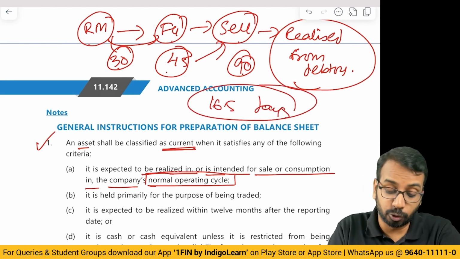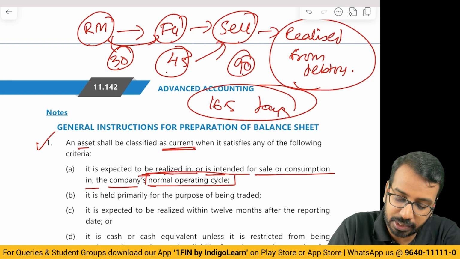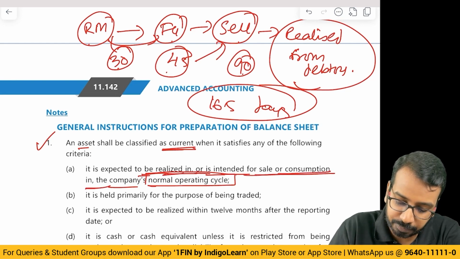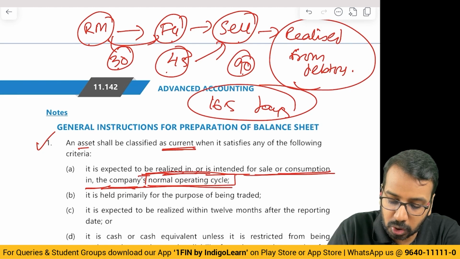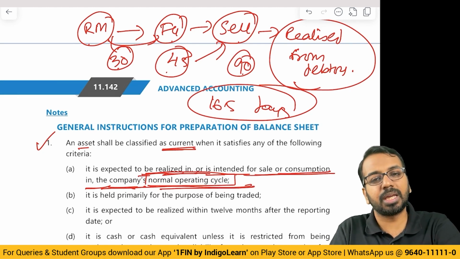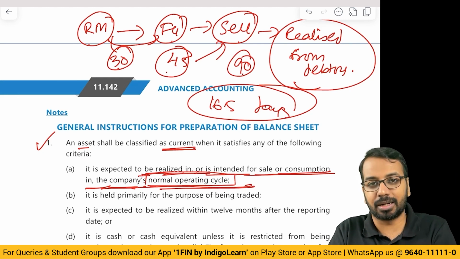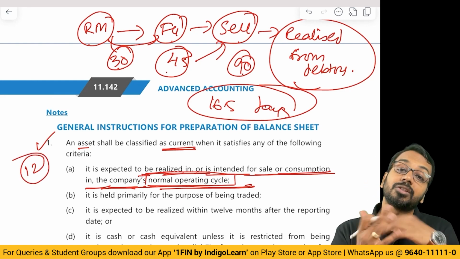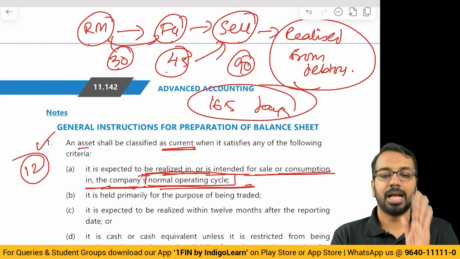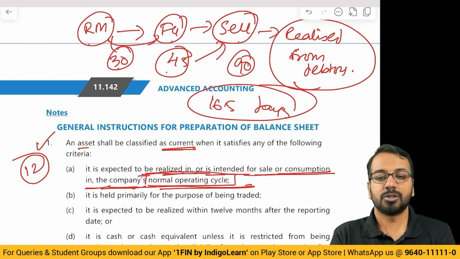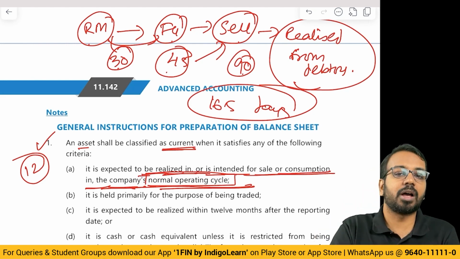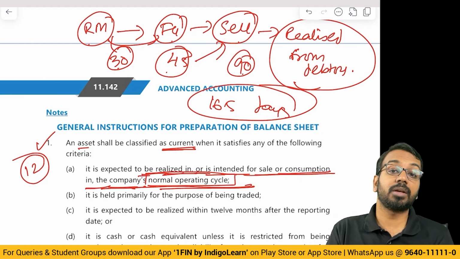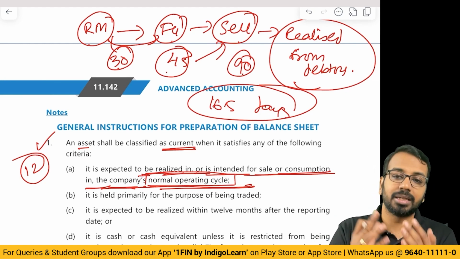If it is expected to be realized, or is intended for sale or consumption, in the company's normal operating cycle, then something in the normal operating cycle is current. There is one more thing. If something is to be realized within 12 months, even that is also current. So you will check either the operating cycle or 12 months. If something will be realized within 12 months, it is always current. And if something will be realized within the operating cycle, that will also be current.